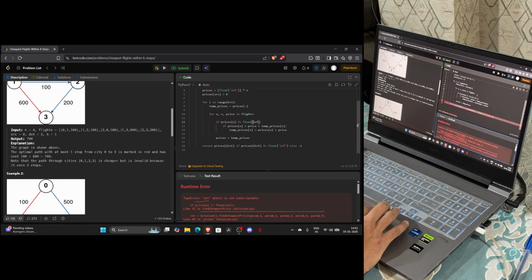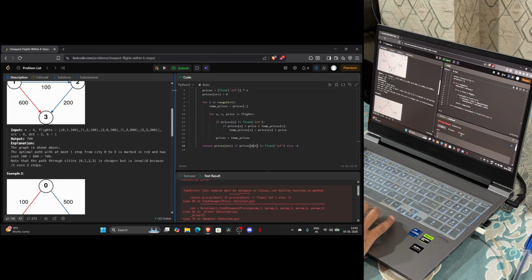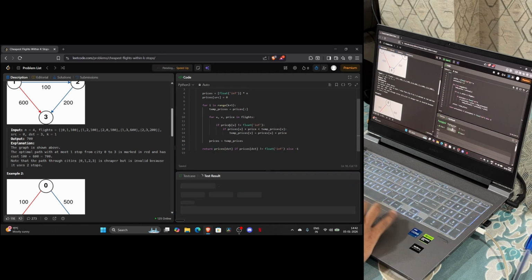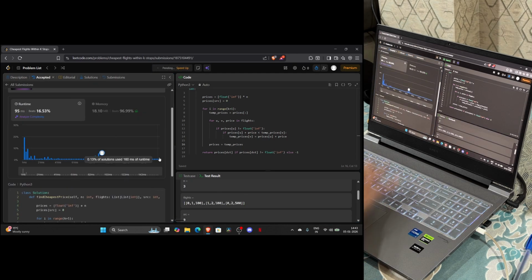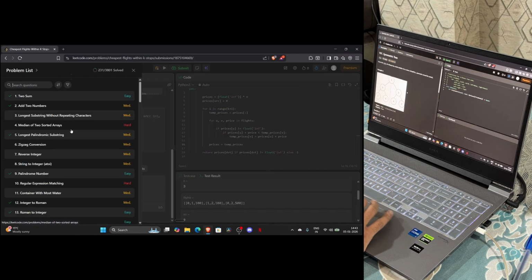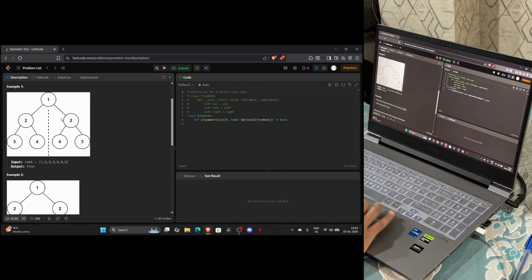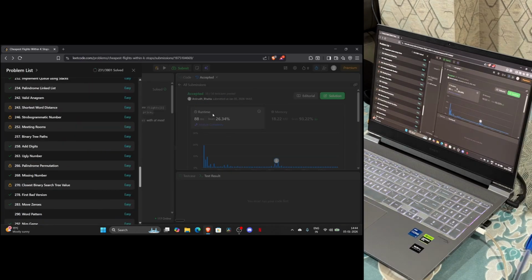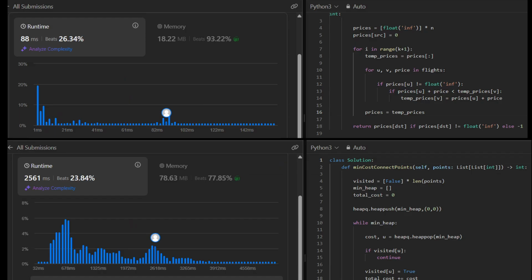considered. Each iteration allows one more edge in the path, and after K+1 passes, we get the minimum cost that satisfies the constraint: simple, elegant, and hard to mess up. You can see the screenshots of both the codes getting successfully submitted, and both were of medium difficulty.